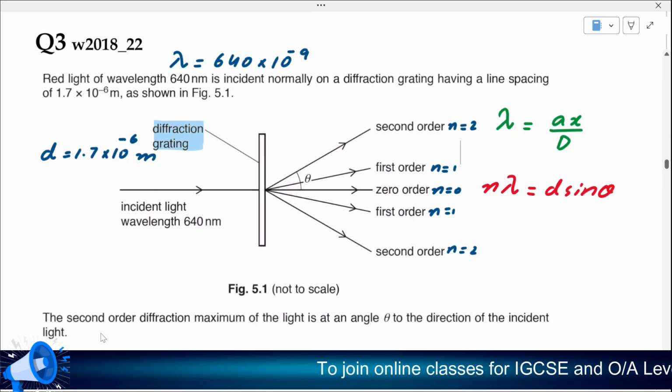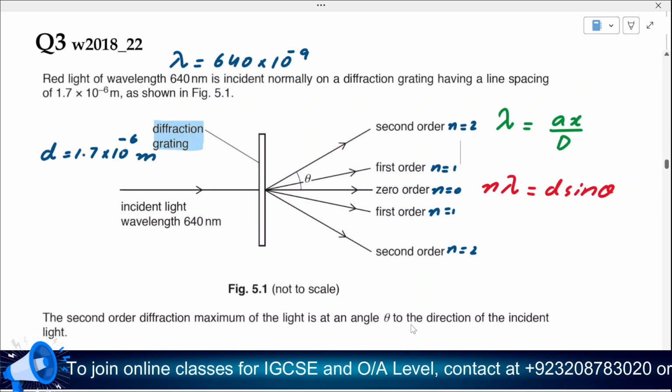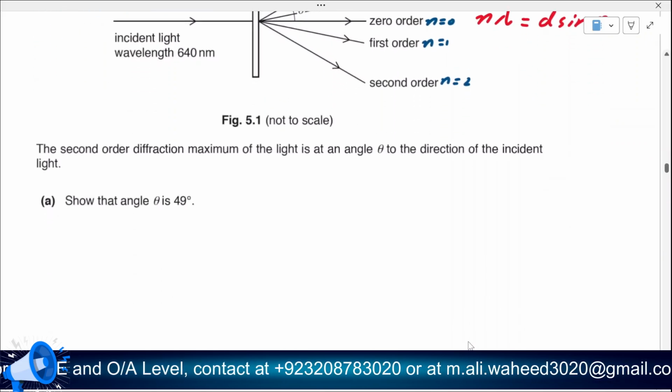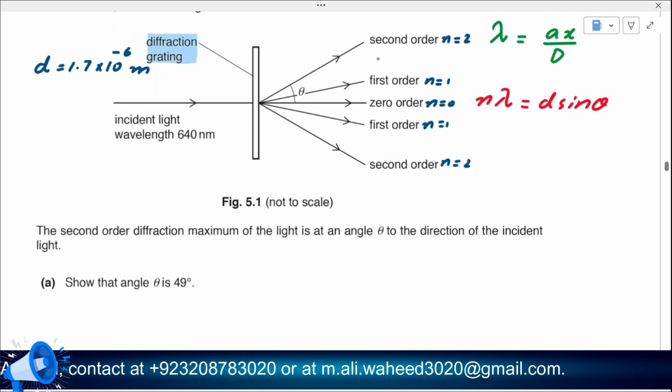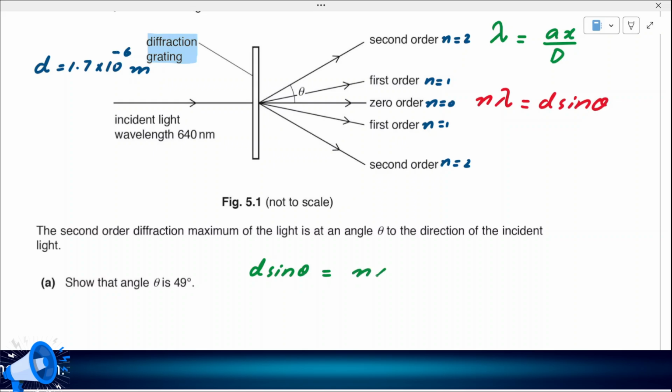Alright, so in the first part, the second order diffraction maximum of the light is at an angle theta to the direction of the incident light. Show that the angle theta is 49 degrees. And the question is for 3 marks. So I'm going to write down the formula so I can score at least 1 mark straight away. d sine theta equals n lambda. So let me insert the value of d.